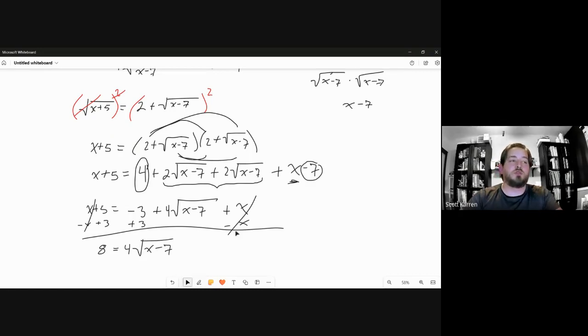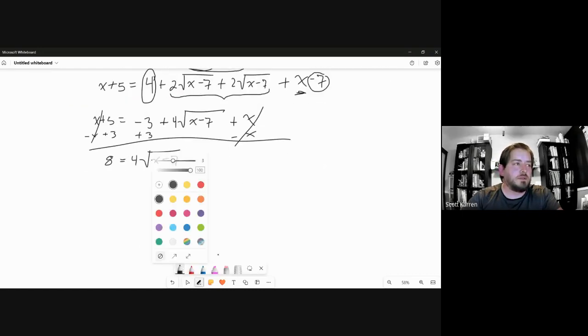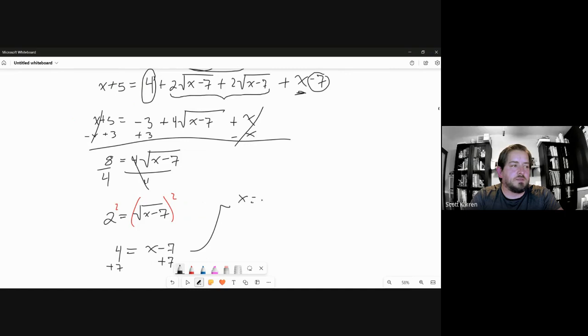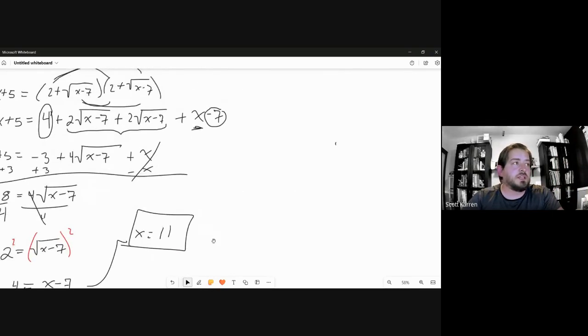Because they're both divisible by 4, I'm going to divide that out. Divide each side by 4. The 4 cancels, and that leaves me with 2 equals the square root of x minus 7. I've isolated my last square root, and so I will square this guy and square that guy. That leaves me with 4 equals x minus 7. And to solve completely, I'll add 7. That gives me x equals 11. And that should work, but I do need to check it. Always check, even if you just get one solution, check that.